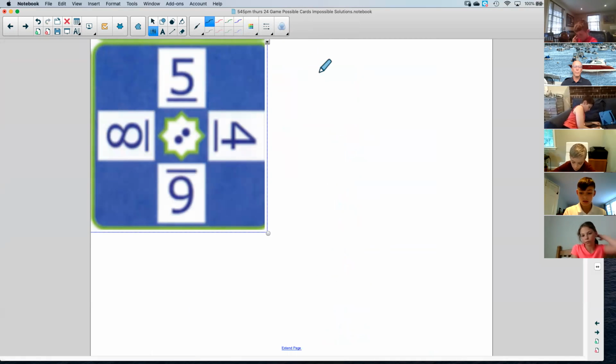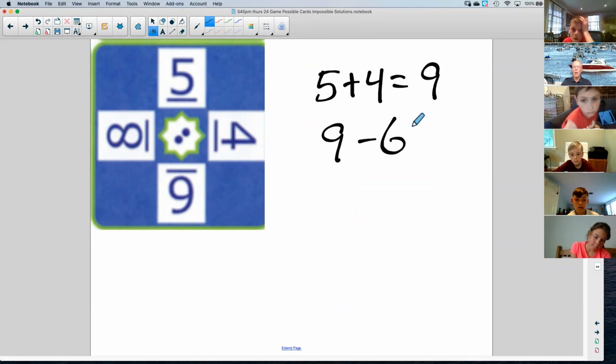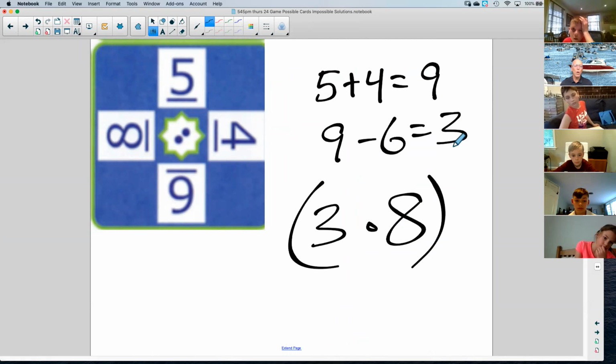Okay, so Bogdan, can you share with us your solution for this one here? Okay. So it's 5 plus 4, which is 9. 9 minus 6 equals 3. And 3 times 8 is 24. Now, guys, just so you know, there are many, many different ways to get 3 from 4, 5, and 6, just different methods. But frankly, this is all about 3 times 8. So the one that Haley just chose is all about 3 times 8.